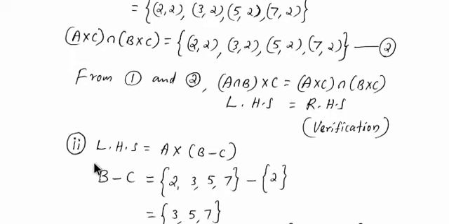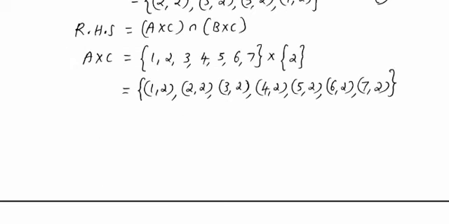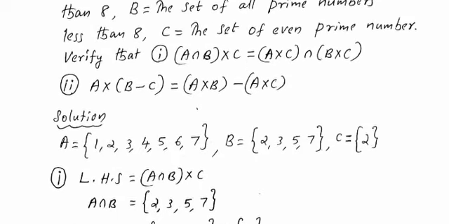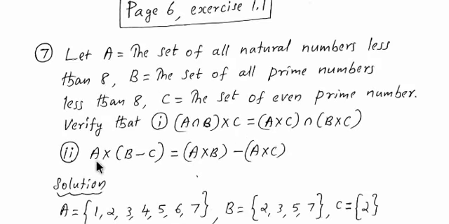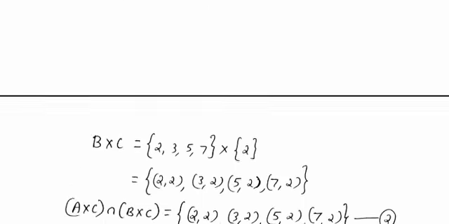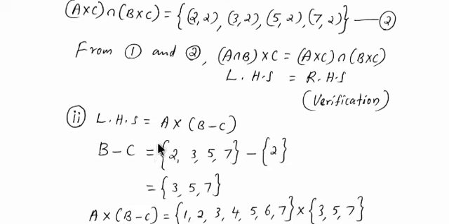Then second question. Take LHS first. What is LHS in the second one? A cross B minus C. That can be taken here. LHS is equal to A cross B minus C. First find B minus C. First write the set B: 2, 3, 5, 7. Then put this minus sign. Then write C. C is the set 2.